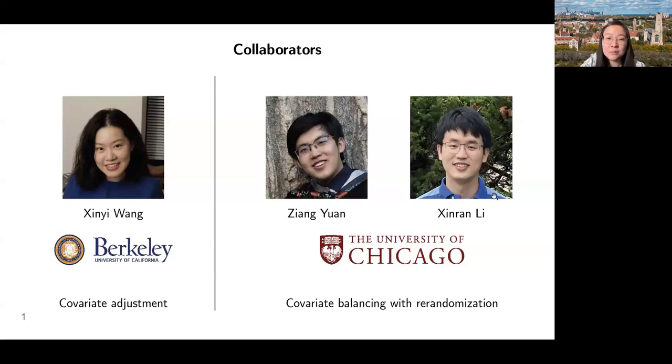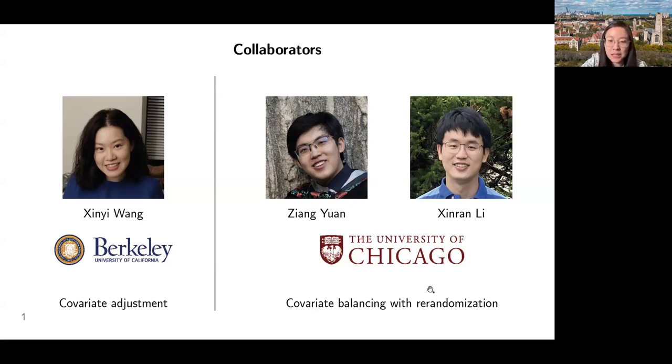Like I said, this talk will have two parts. The first part will talk about how we do covariate adjustment under interference, and the second part will be focusing on how we do covariate balancing with re-randomization. The first part is a joint work with Xinyi. Xinyi was a master's student at the stats department at U Chicago. She went to Berkeley for her PhD.